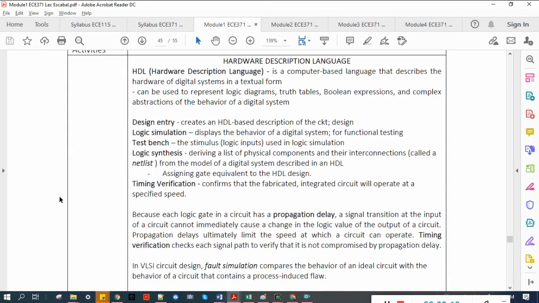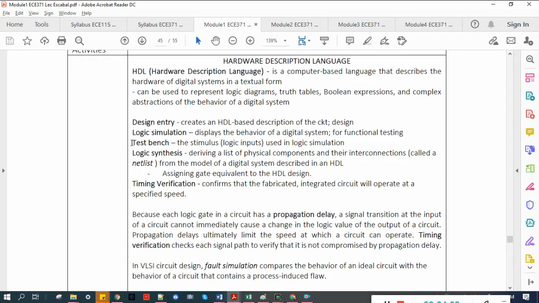We have here definitions. Design entry creates an HDL with a description of the circuit. This is just the software or the platform where we write our HDL code. Logic simulation displays the behavior of a digital system for functional testing. So this is the process where we try to simulate the behavior of the circuit. We will observe or test the digital circuit that we have designed.